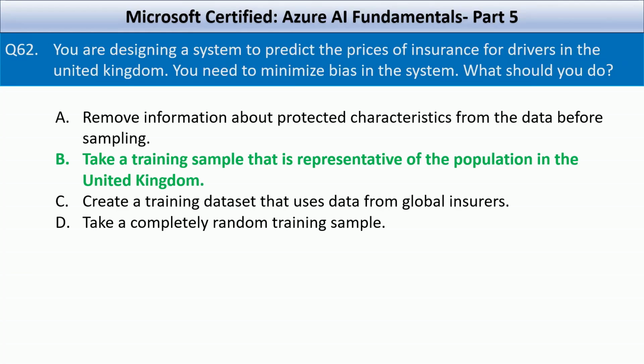Now, folks, removing protected characteristics might hide bias but doesn't fix it. Some bias can still be inferred from correlated features. Using global data introduces bias because insurance factors vary significantly by country. And completely random sampling doesn't guarantee fairness or representativeness, especially if the dataset itself is imbalanced.